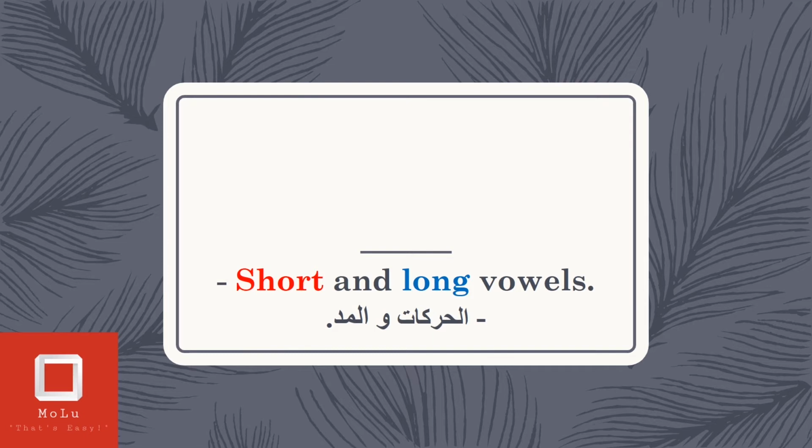Each letter in the Arabic language has 3 long vowels and 3 short vowels. It's so easy to learn. The short vowels are Ta, Tu, Ti, and the long vowels are Ta, Tu, Ti.